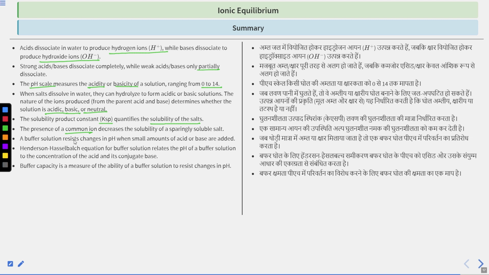A buffer solution resists change in pH when a small amount of acid or base is added. The Henderson-Hasselbalch equation for buffer solution relates the pH of a buffer solution to the concentration of acid and its conjugate base. We have seen this in the equations of Henderson. Lastly, the buffer capacity is a measure of the ability of a buffer solution to resist any kind of change in the pH of the buffer solution. So these are some major concepts which we have covered in this lecture. Okay.